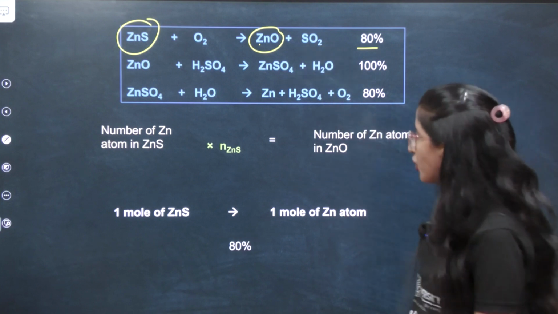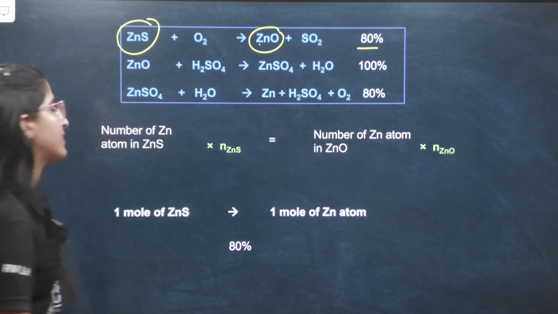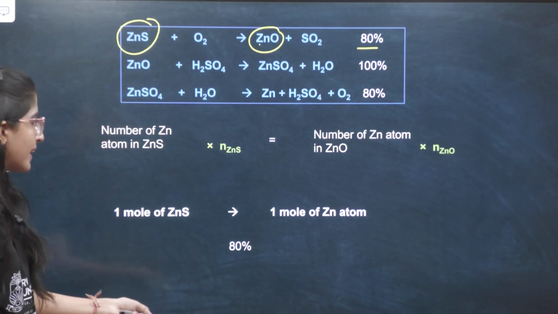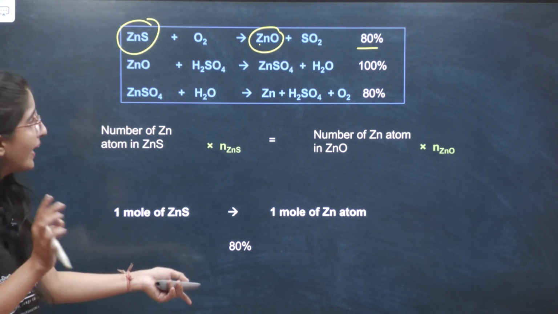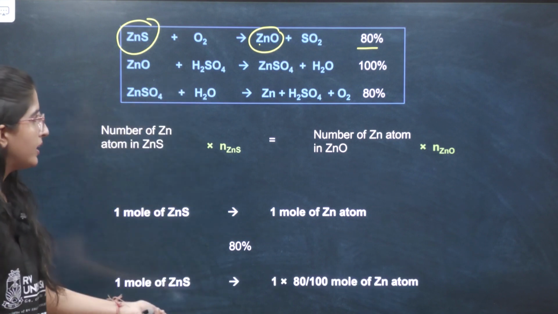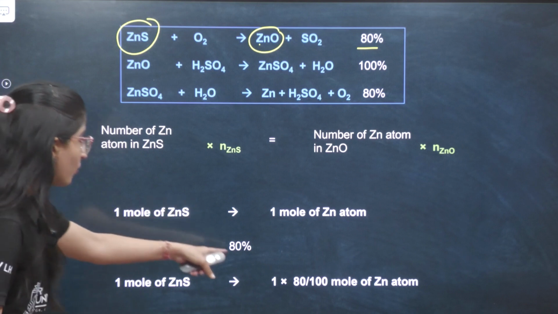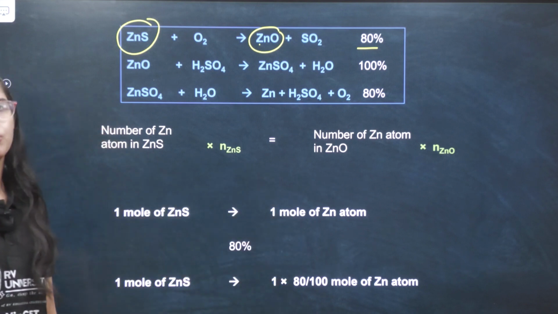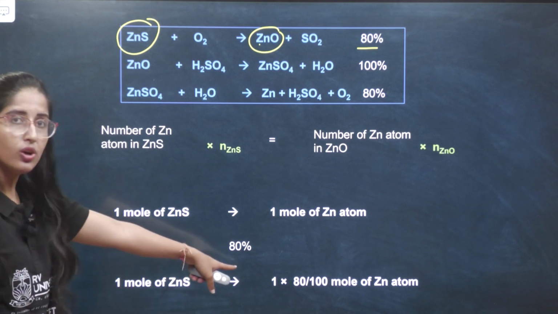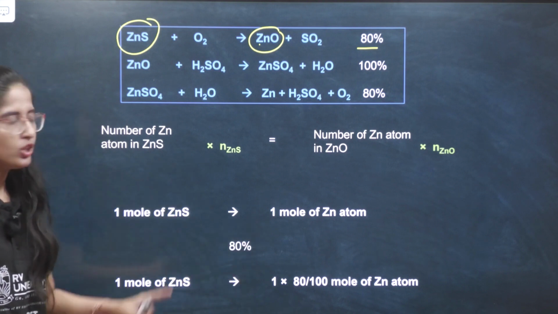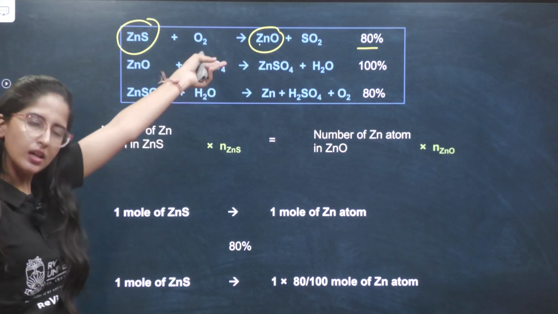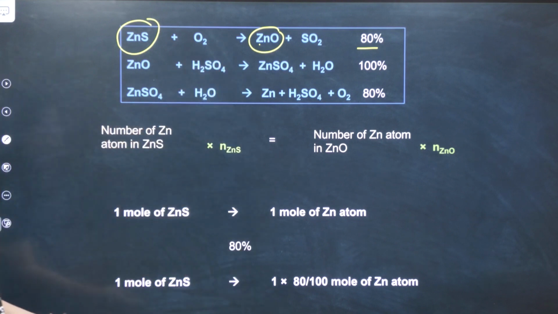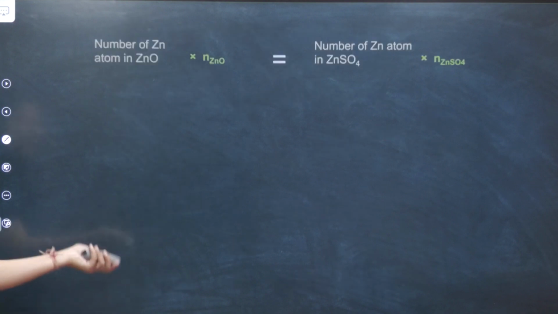Correct? What you have to do? The yield is 80%. So you will not get 1 mole of zinc here. Instead, the answer will be 1 into 80 divided by 100 moles. You will simply multiply with the fraction of yield, that is 80 divided by 100. That's all. Multiply it. In the next step, simple.